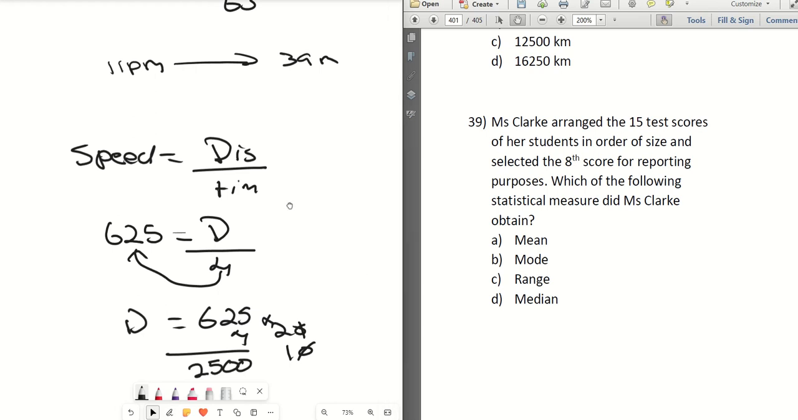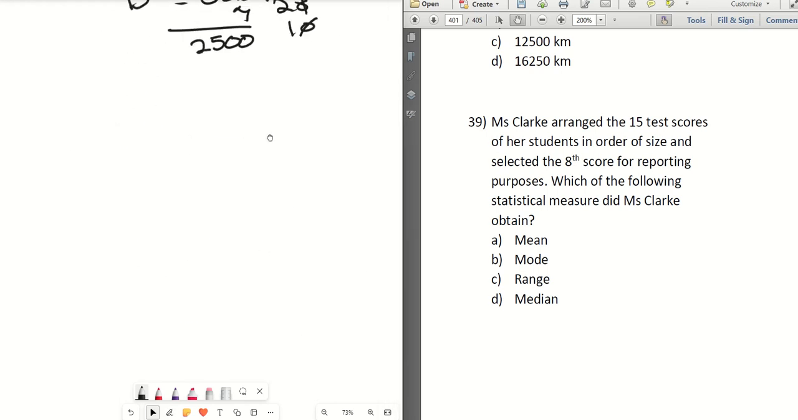Miss Clark arranged the test scores on her test in order of size and selected the 8th score for reporting purposes. Which of the following statistical measures did Miss Clark obtain? It is not mode, mode means most popular. It's not range. It's not mean, because mean would mean you would divide by 15. So if the number of test scores is 15 and she selected the 8th score, that means it's in the middle, so the answer is D, median.